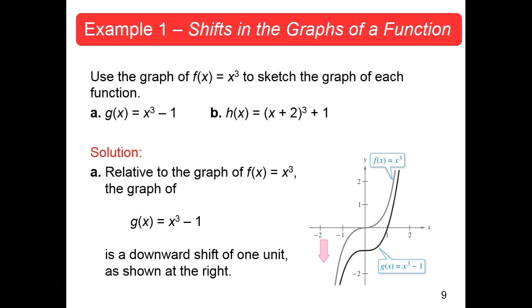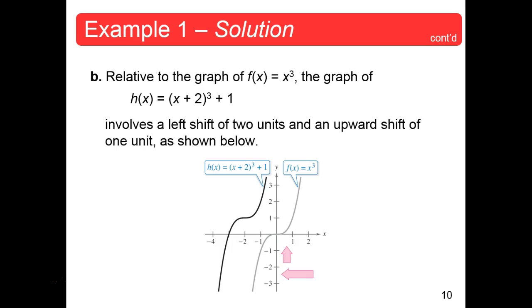Okay? For the second one, the b one, it's both a horizontal shift to the left. Remember, the plus on the x takes you to the left, and the plus 1, the vertical shift, takes you up. Okay? And so everything gets shifted left 2, up 1. Got it. All right.